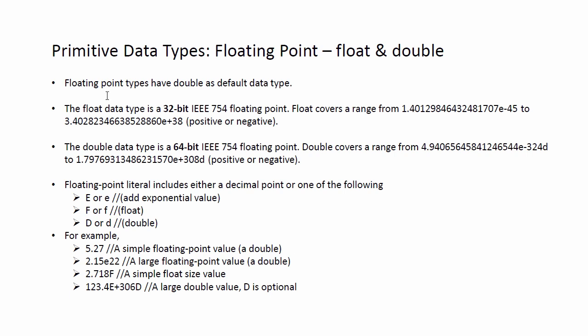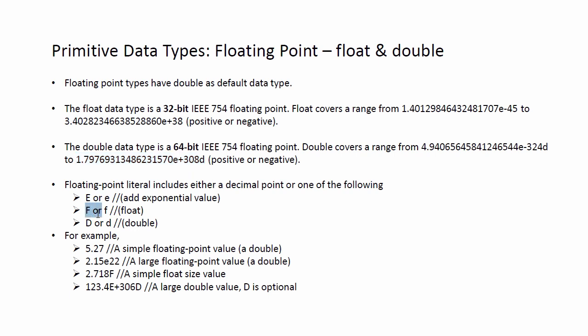As integral types had int as default type, floating point numbers have double as default data type. The float data type is a 32-bit floating point. Float covers a range from this number to this number, both positive and negative. The double data type is 64-bit floating point and double covers a range from this number to this number, both positive and negative. Floating point literals include either a decimal point or one of the following: e or E to add exponential value, that is for scientific notation.